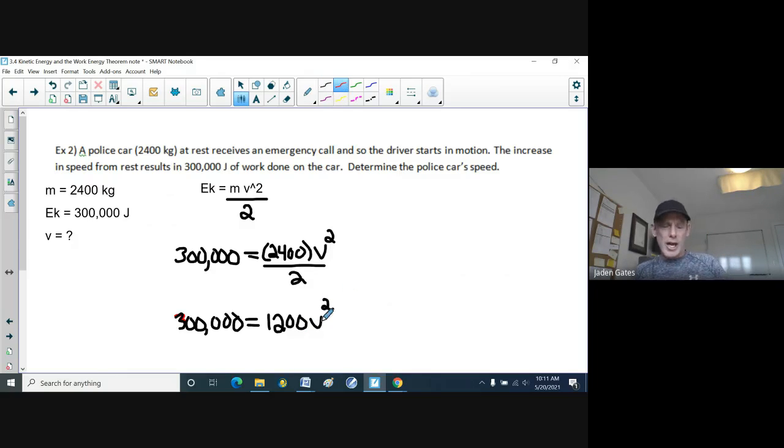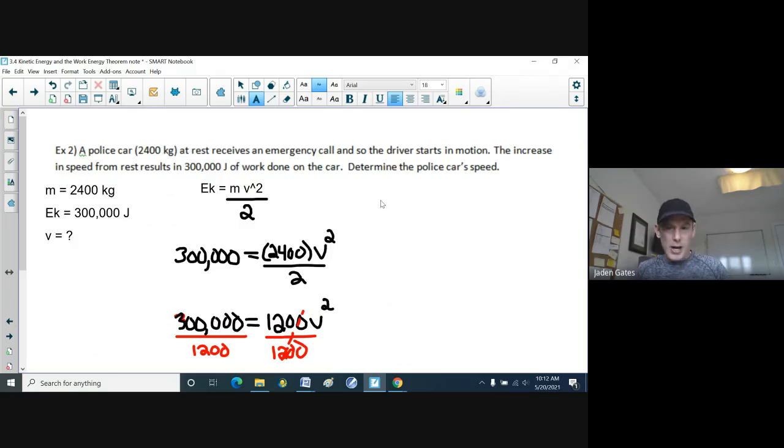All right, so again, the whole point here is I got to get this V by itself. So I got to get rid of this 1,200 and this little 2. Well, I can do the 1,200 right away. So I'm going to divide both sides by 1,200. All right, so those 1,200s divide each other out. So then I got 300,000 divided by 1,200. Oh, okay. I just get 250. And that is now going to equal our V squared.